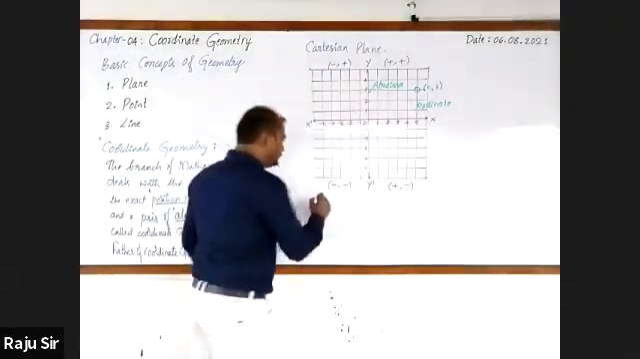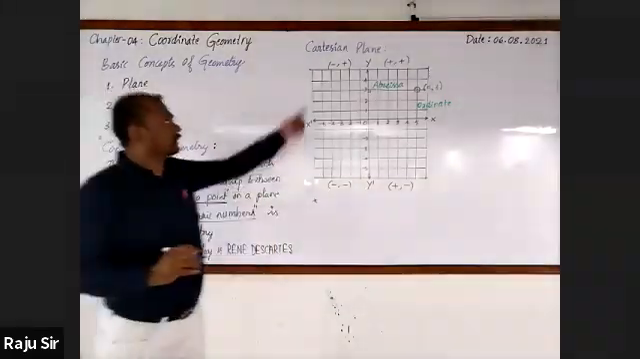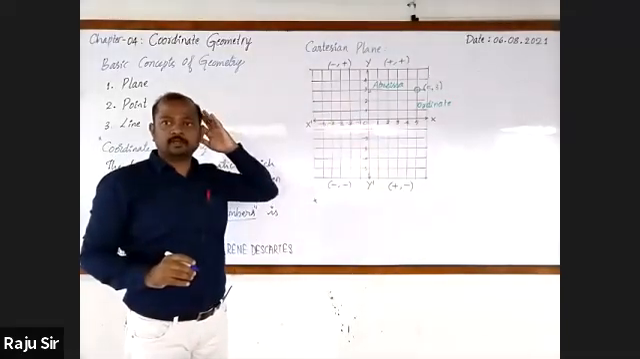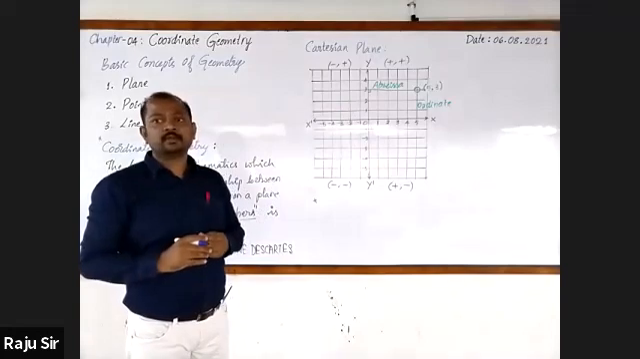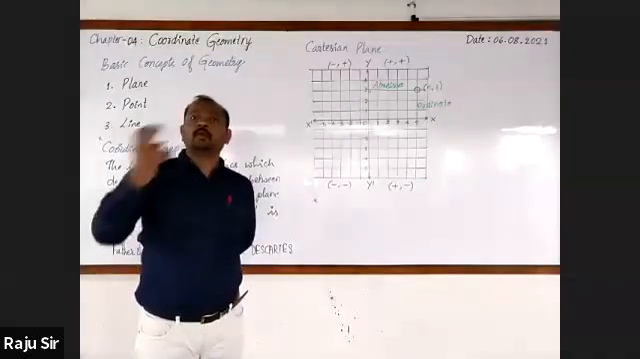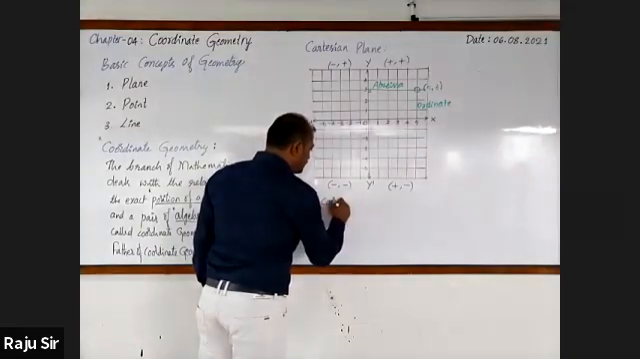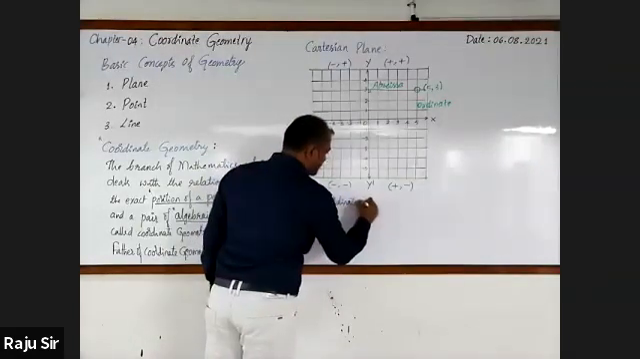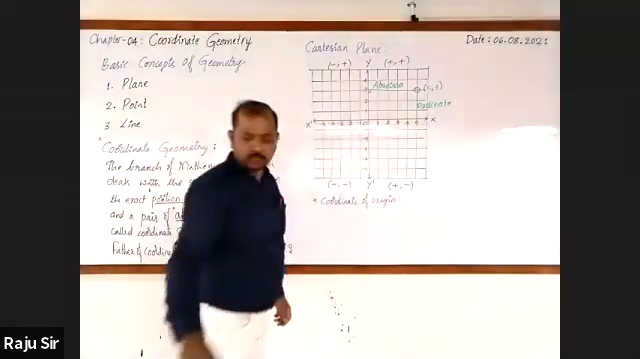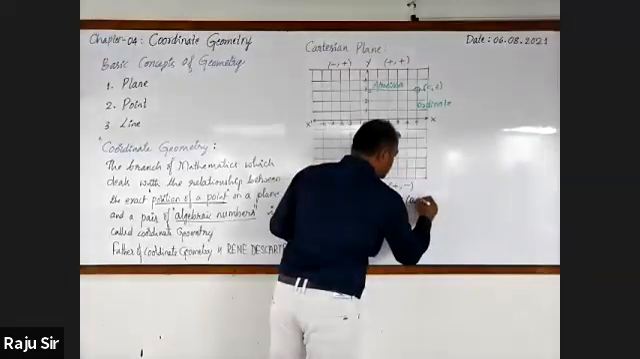Just below that, I'll give you some important points. What do you call the point of intersection of the x and y axes? Origin. Coordinates of the origin? 0, 0. And the origin is always denoted by the symbol capital O. Coordinates of the origin are 0, 0.